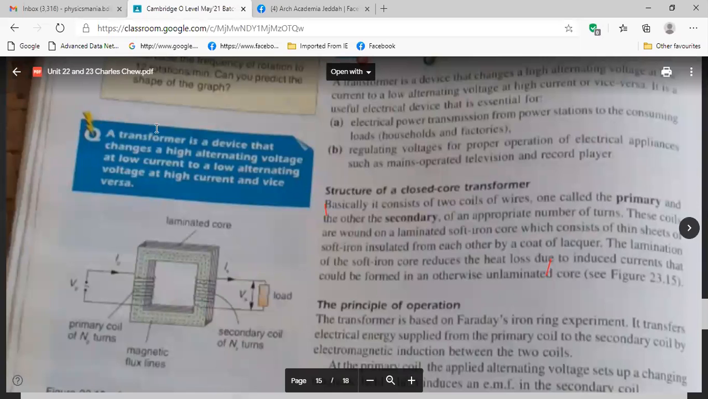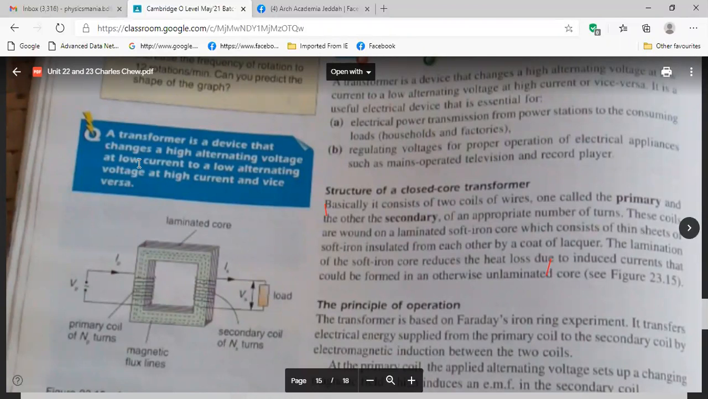You see the definition of transformer here, given in the blue background, written in white. Can you read? Yes. A transformer is a device that changes a high alternating voltage at lower current into a low alternating voltage at high current and vice versa. So you understand? Yes, sir. Now, after discussion of the power, you can get the idea of this definition, right?